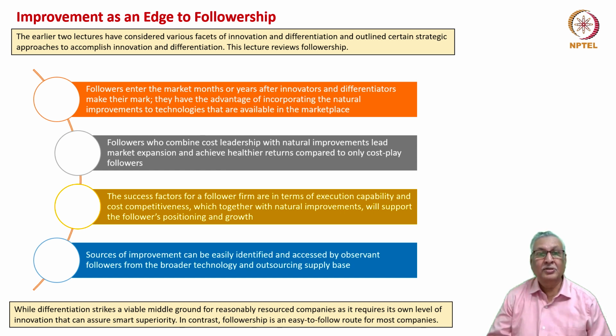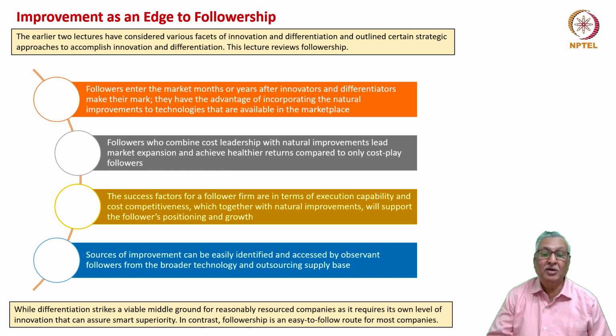There are some success factors for followers, just as differentiators have their success factors. The success factors for a follower firm are execution capability and cost competitiveness. These must happen together with natural improvements so that the follower's positioning and growth can be achieved. Sources of improvement can be easily identified and accessed by observant followers from the broader technology and outsourcing supply base.